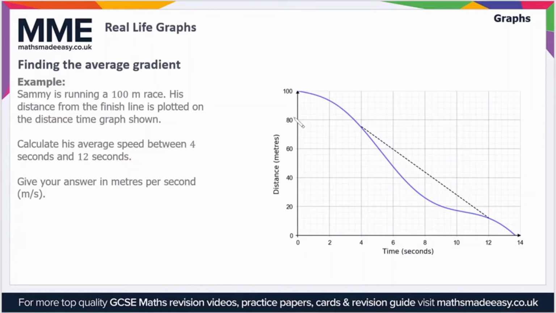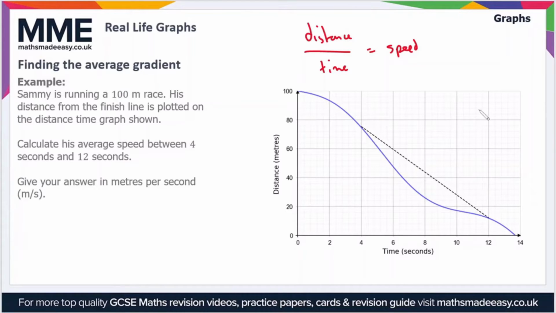Well, when we've got distance on the y-axis and time on the x-axis, the gradient, distance divided by time, will be the speed. So, to find the speed between 4 seconds and 12 seconds, we need to find the gradient at that point. And the line is curved, so as you can see, all we've done is we've just drawn a straight line between those points on the graph to sort of find the average in that time span.